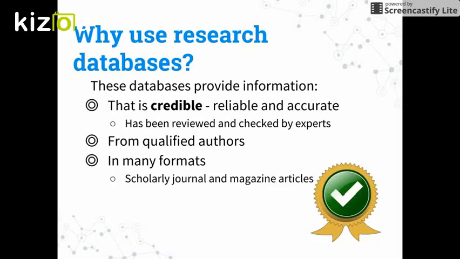But when we use research databases, we don't have to worry about that. These databases provide information that's reliable and accurate. So it's written by a qualified author. It's been double-checked by someone else. And this means that research databases give us high-quality information that we can trust, or it's credible. This is the type of information we need to find evidence to support our claim.